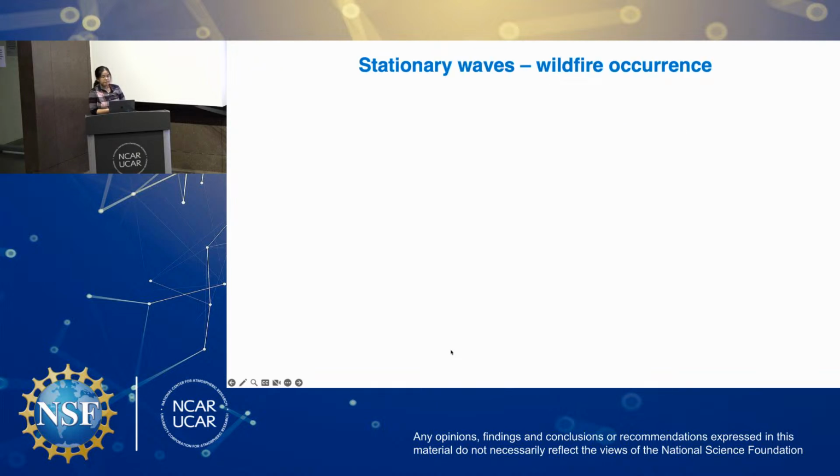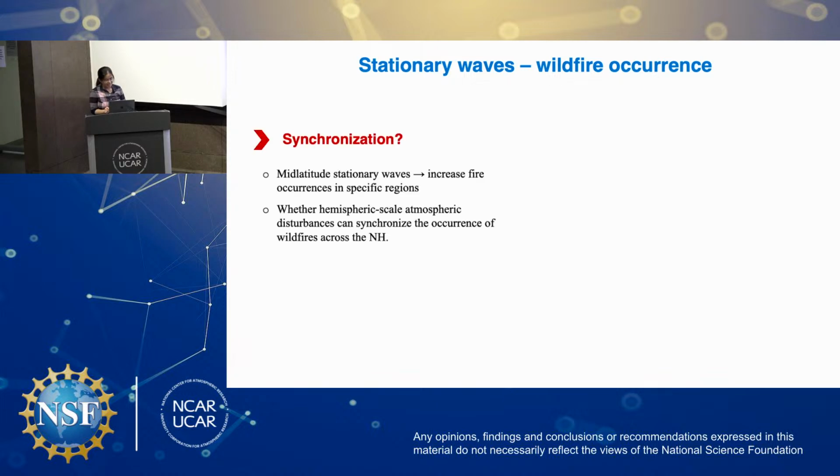In this work, we focus on the impact of stationary waves on wildfire occurrence, and there are two questions that we try to answer. The first one is whether there is synchronization between the wave patterns and wildfire occurrence. There has been previous work on the connections between the high pressure system associated with the wave and wildfire. However, they tend to focus on the regional scale, so we try to do something on the global large scale. The second question is how global warming can affect this relationship.